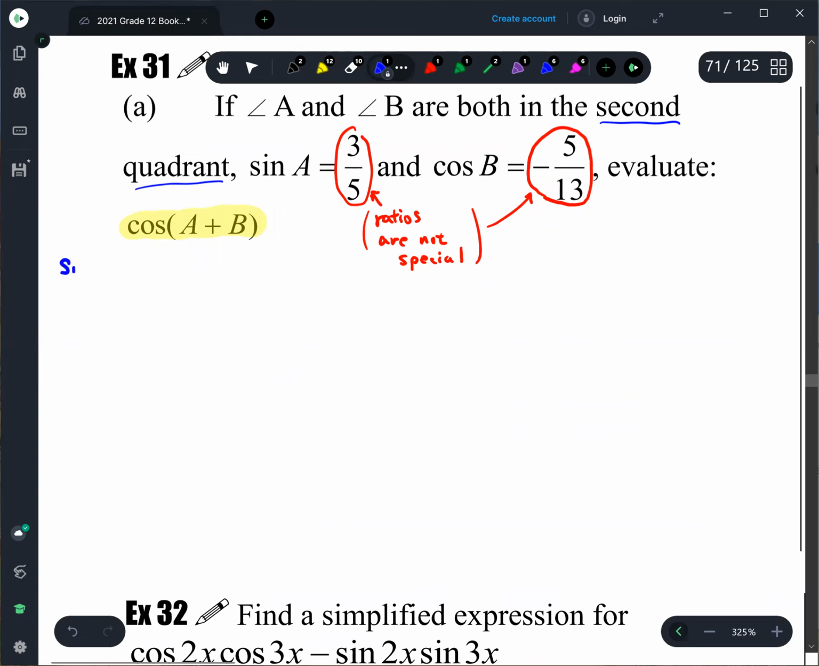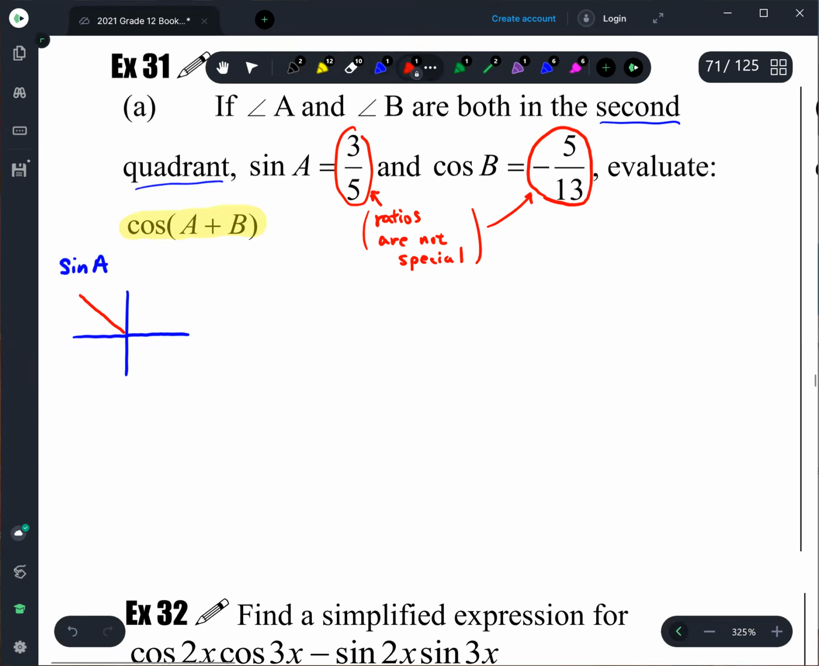Let's start with sine A. It's in the second quadrant, so the picture will look like that. The angle A will turn to there. This is angle A in the second quadrant. For angle B, both of them are in the second quadrant, so we'll turn to there as well. Of course, their angles are different. We don't know which one is bigger. Angle B.